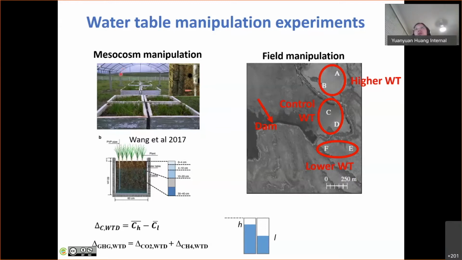In both of those experiments, they measure the carbon dioxide or methane or other greenhouse gases under the high water table treatment versus the low water table treatment. So I used the difference of the greenhouse gas emissions under high versus low water table as an indicator of the impact of water table on greenhouse gas emissions. Here, I put the carbon dioxide and methane together to see the net effect on the overall greenhouse gas emissions. For now, we neglect the nitrous oxide.